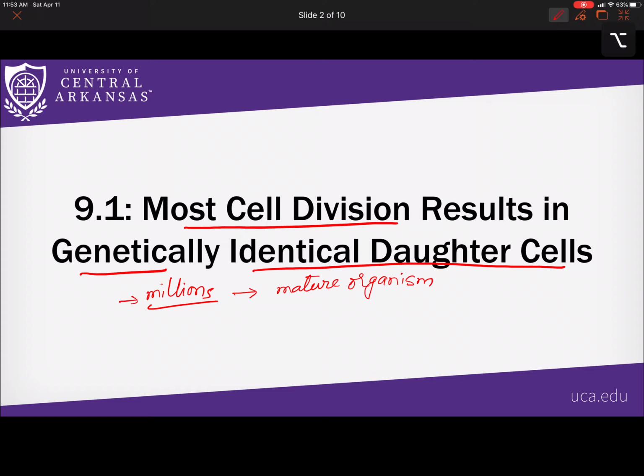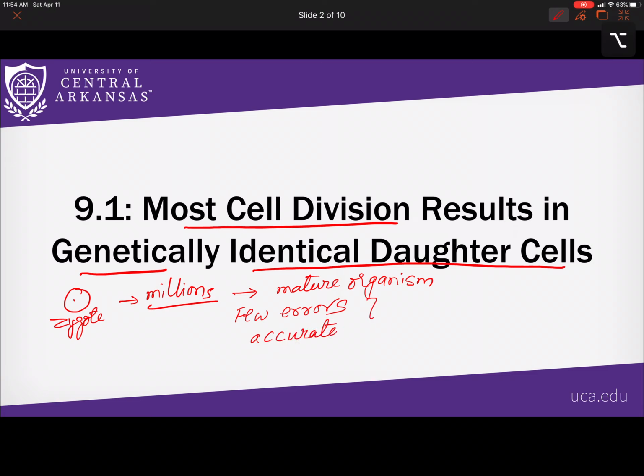In this division, we all start from one single cell called a zygote. The zygote divides millions and millions of times to form a mature organism. And each time it divides, it produces identical daughter cells. They found that very few errors are made during these cell divisions, and that means cell division is very accurate.